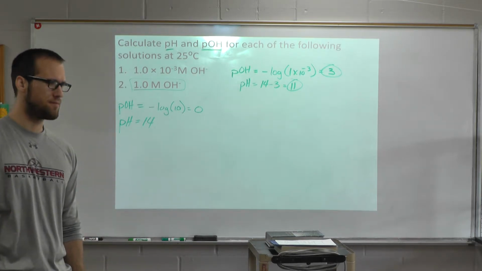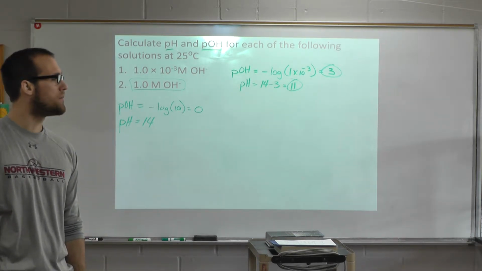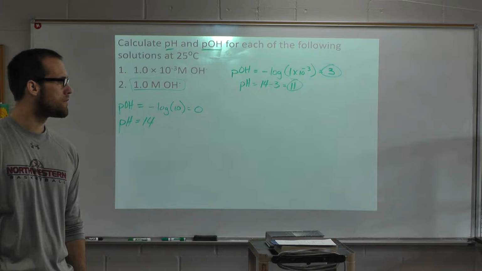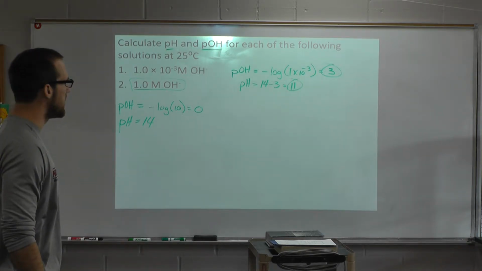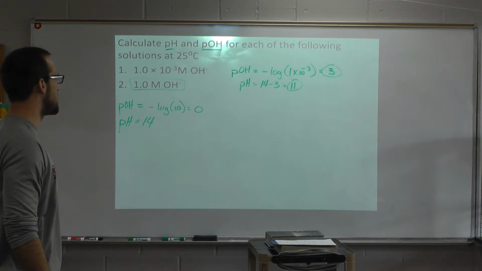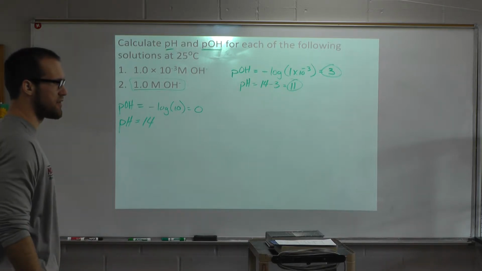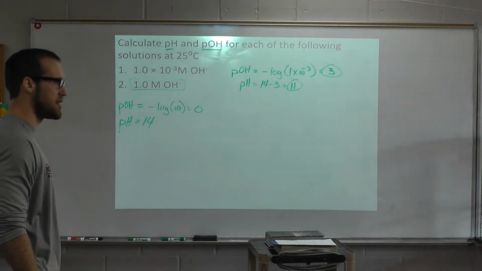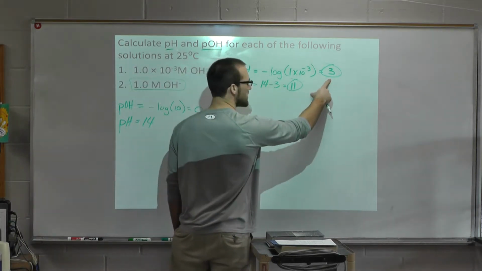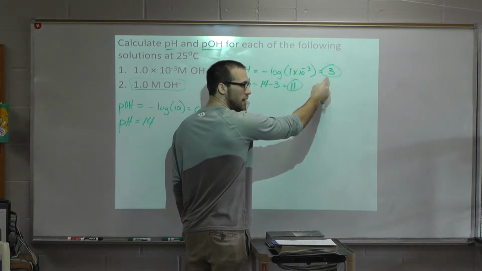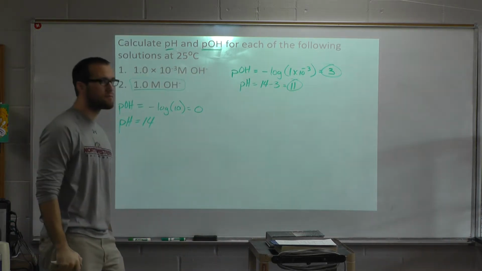Do you guys get that? So both of these are basic, right? Yeah, 14. Be careful. You cannot just look at the number of pOH without some thought to figure out if it's acidic or basic. I couldn't just say, oh, pOH is 3, so it's acidic. Well, no. You have to look at your pH to determine that. Okay?